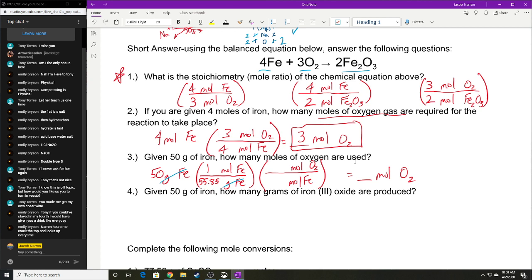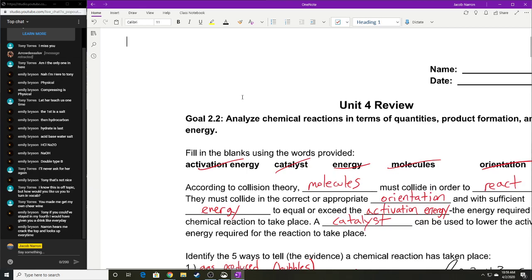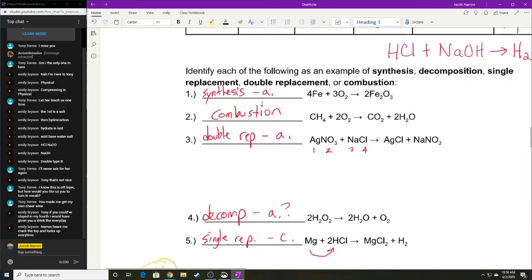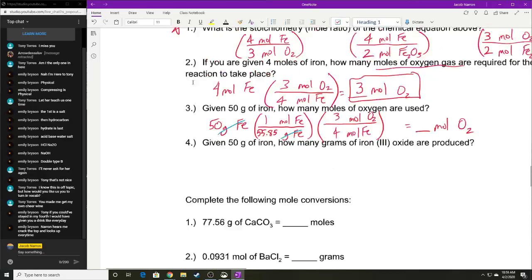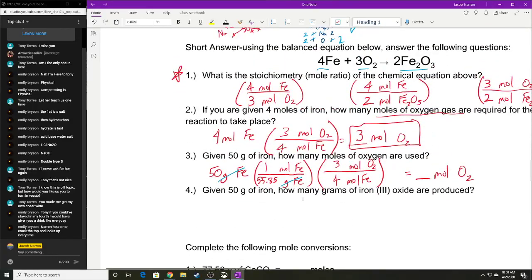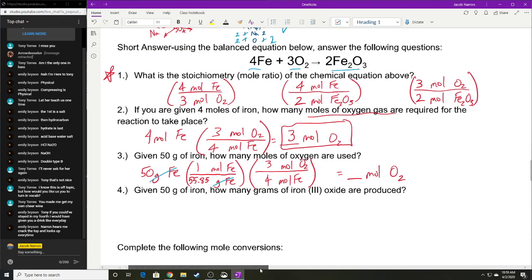We're going to use the same ratio as before: 4 moles of iron for every 3 moles of oxygen. And again, where did that come from? It came from the balanced chemical equation up above. So again, moles to mass, use the periodic table. Moles to moles of something else, use the chemical equation. That cancels out everything that we don't want, and it leaves us with what we do want, which is moles of O2.